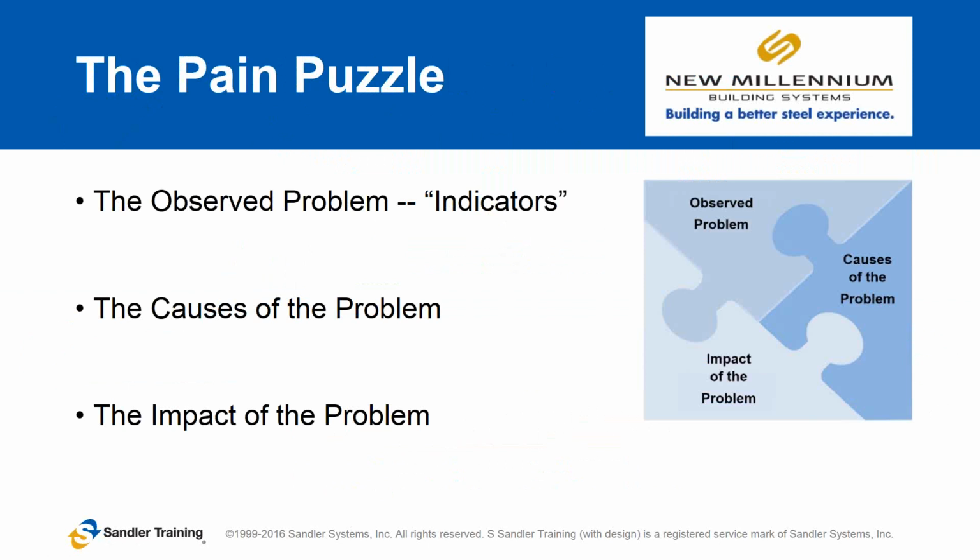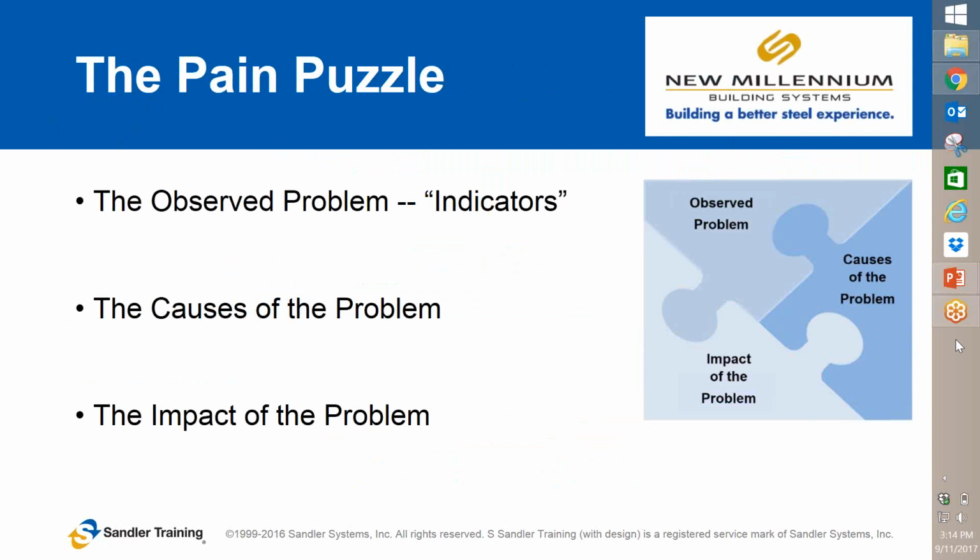Now, let's go back into this pain compartment, the pain puzzle. You see there on the right side of the screen, I've got that little puzzle set up. These are the three elements of how those puzzle pieces fit together. The observed problem, we also consider to be a pain or problem indicator. It's the surface level issues that most people generally see, the observed problem, the observed pain. We call that an indicator.